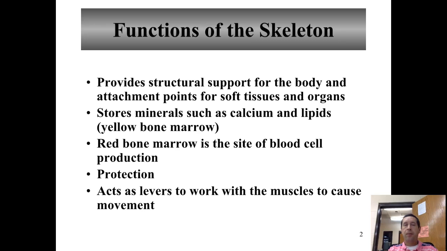It works for movement. It acts as a lever system, and it works with the muscles to cause movement. When muscles pull on bones, they move the bones around the joints of the body.